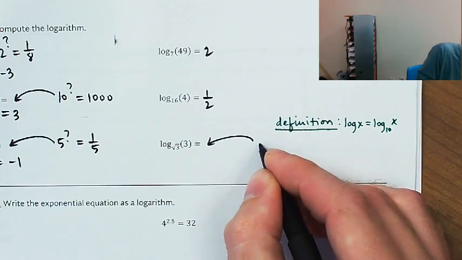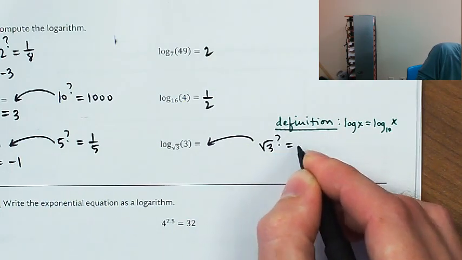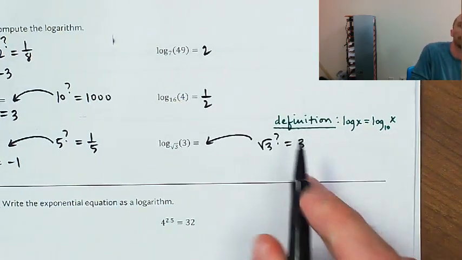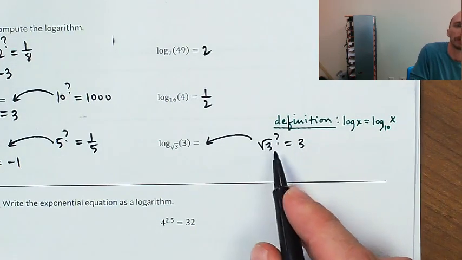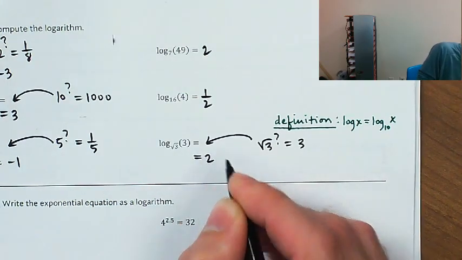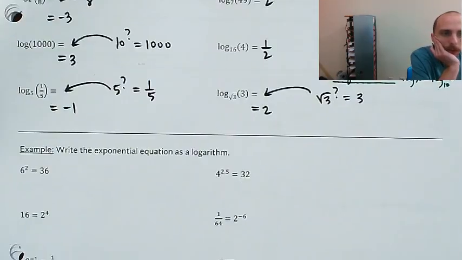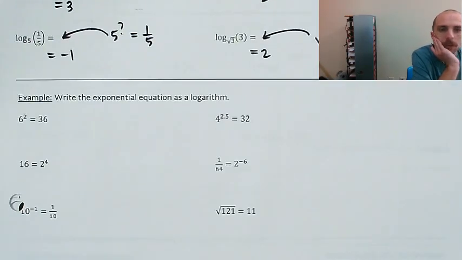All right, so here, I'm going to say square root of 3 is the base. To what power equals 3? Well, it had to be to the 2 power, right? Because I square this thing and I get rid of the square root.